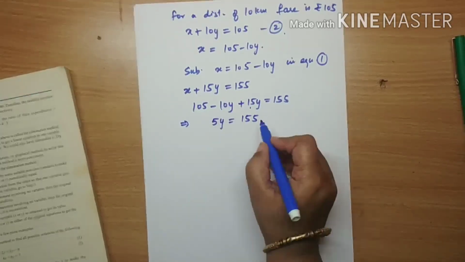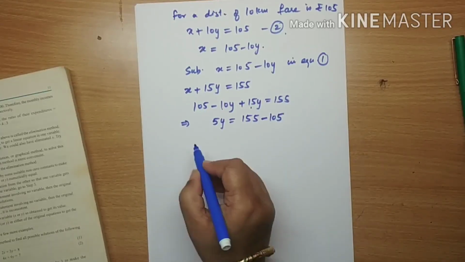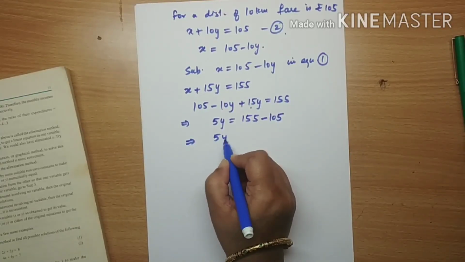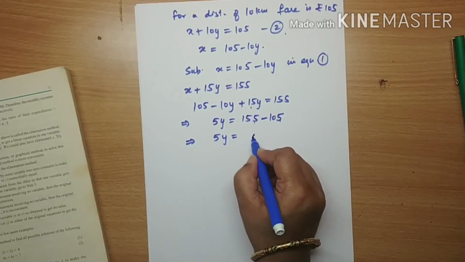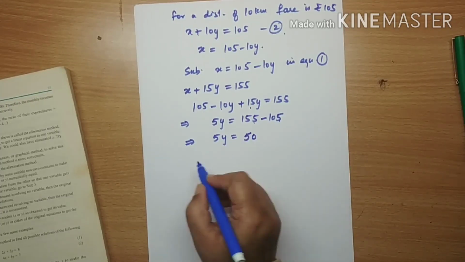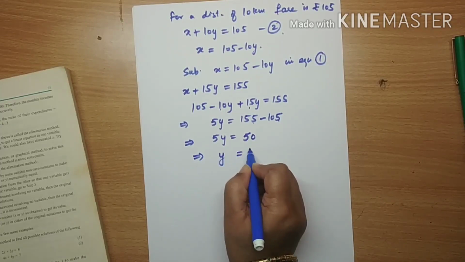I am transposing 105 to the other side. So the sign changes. So 5Y is equal to 155 minus 105, that is 50. So we get Y is equal to 10.